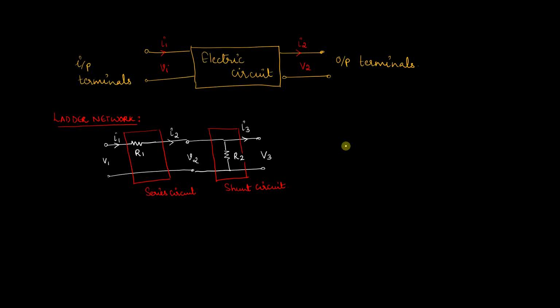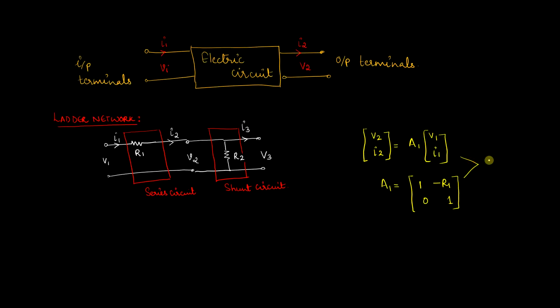Now for the series circuit, the outputs are V2 and I2. The transfer matrix is A1 and the inputs are V1 and I1. So this transfer matrix A1 can be represented as equal to [1, minus R1; 0, 1]. So this is for the series circuit.